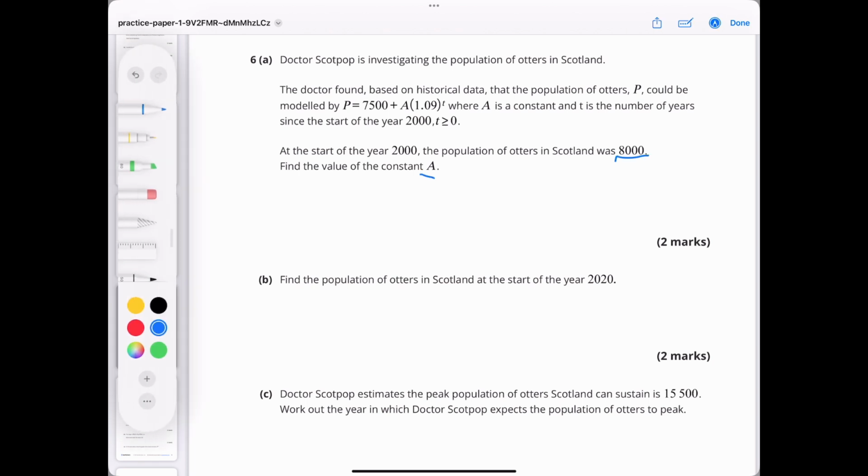At the start of the year, the population of otters was 8,000. What's the constant A? So we know that 8,000 equals 7,500 plus A times 1.09 to the power 0. That's the equivalent of 1. So that means 500 equals A. So A equals 500, sorry.